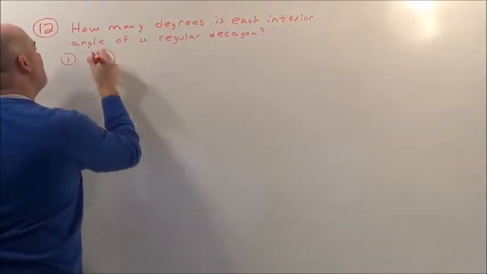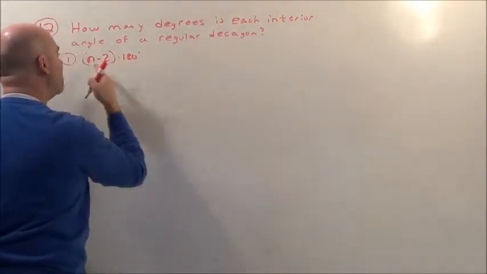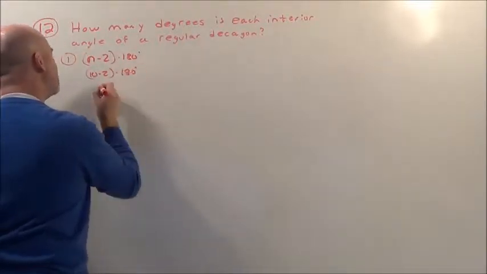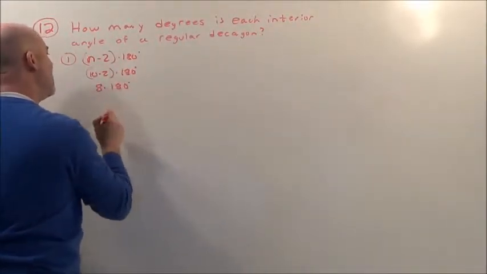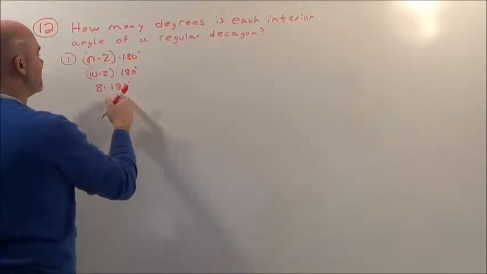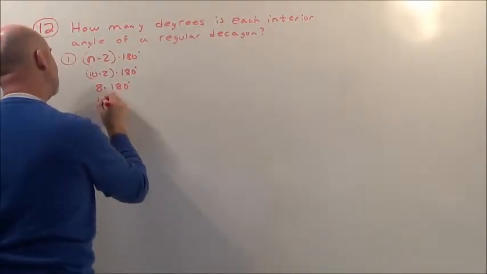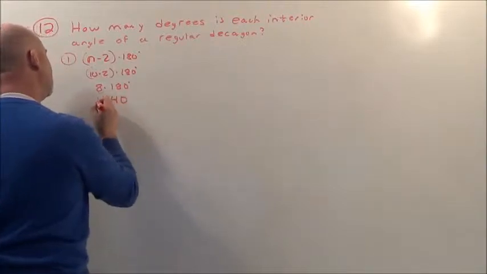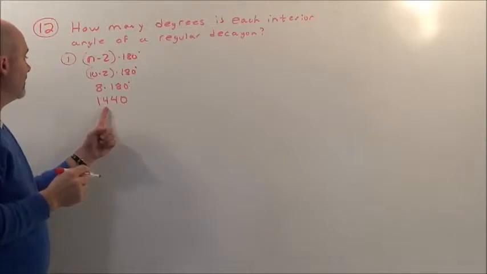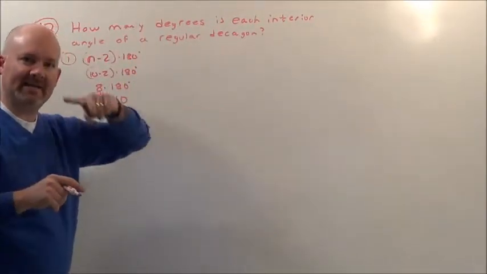Well, we know the formula. We've learned the formula is n minus 2 times 180. Number of sides of a decagon is 10, so 10 minus 2 times 180, so that's 8 times 180. If we did 8 times 200, it'd be 1600, and then we have to take away 160, so that's going to be 1440. Okay, so we know there's going to be 1440 degrees total inside that decagon.